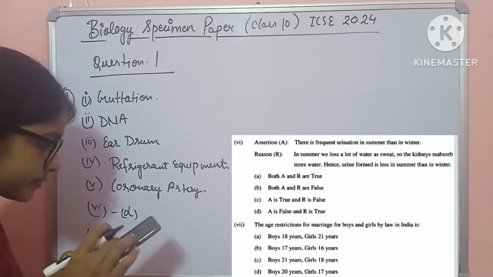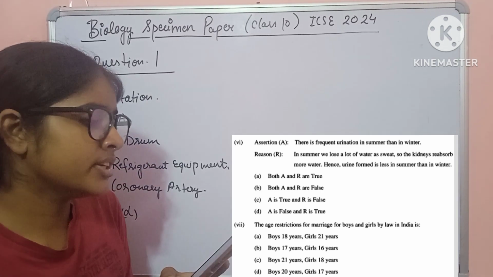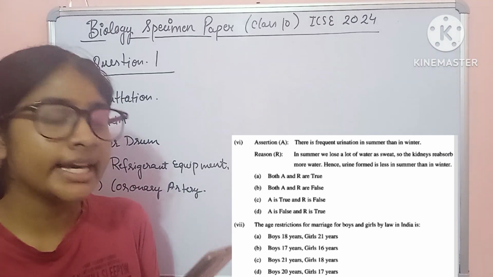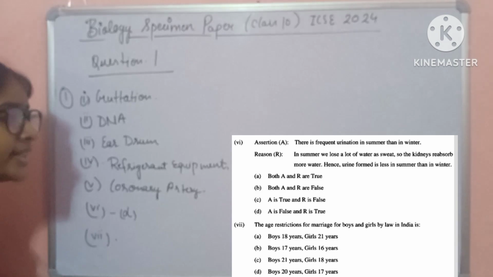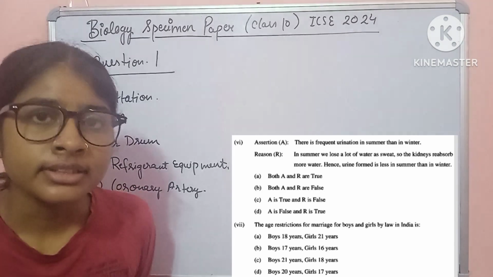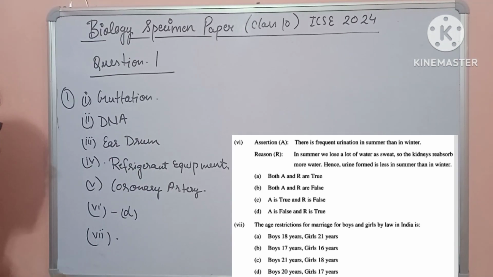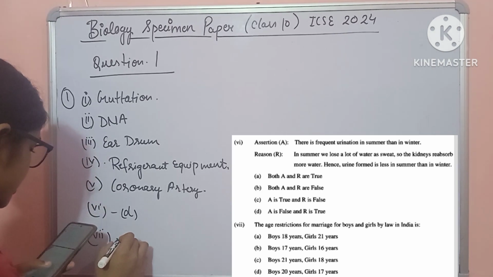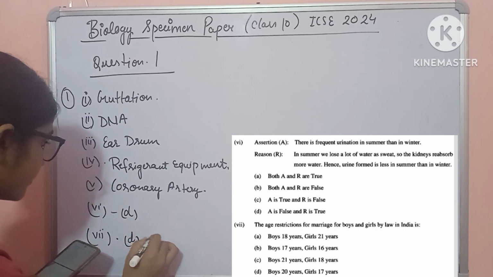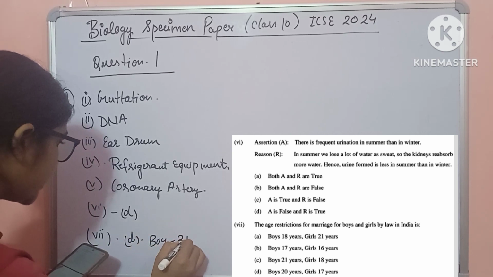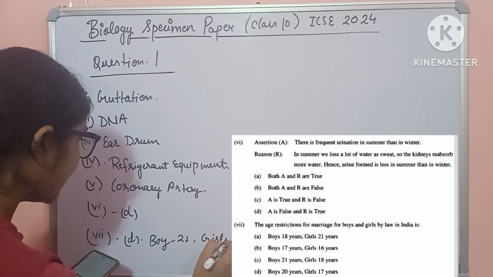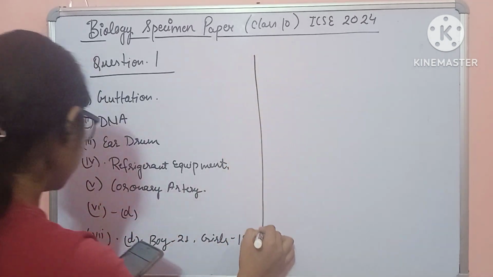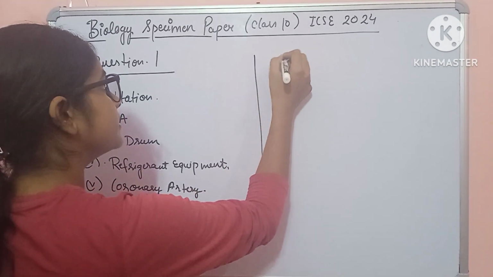Seventh part. The age restriction for marriage for boys and girls by law in India is: the answer is boys 21 years and girls 18 years. This is the law which has been passed by the government for the marriage of boy and girl. Okay, so the answer is D. Boy 21 and girls 18. Okay, that's it. Now see the 8th number.